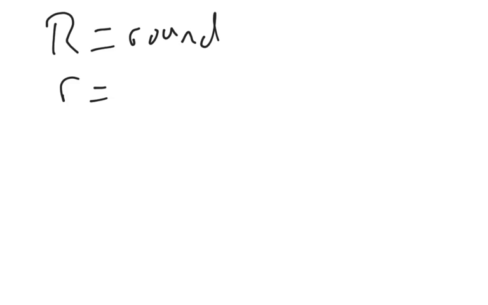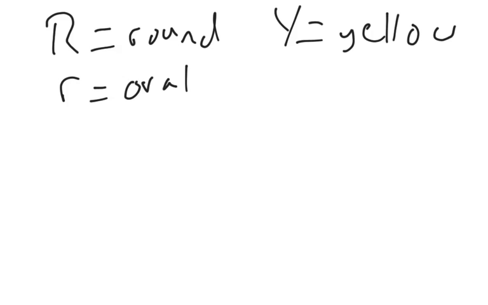So let's say we want to look at seed color and seed shape. So let's say big R equals, we always want to figure out the letters first, assign a letter. Big R equals round, okay, so round's dominant. Little r equals, let's say, oval, okay, and big Y is yellow, and little y is green, okay. And we're going to look at what we call a dihybrid cross.